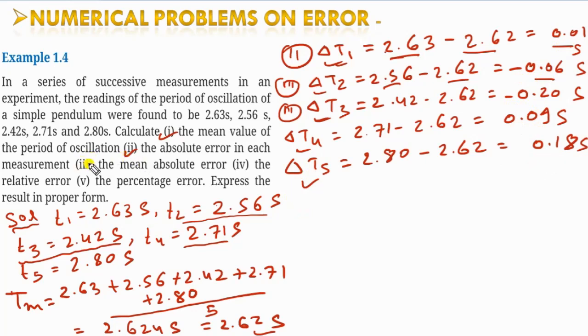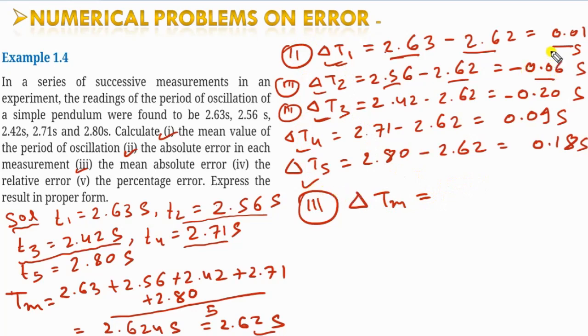Now the third question is the mean absolute error. Find the mean absolute error. Mean absolute error is nothing but the average of all the absolute errors. Remember, while taking the average of all the absolute errors, only take their magnitudes and ignore their sign. Let's say the mean absolute error is delta Tm, then it would be equal to the average of the magnitude of all absolute errors.